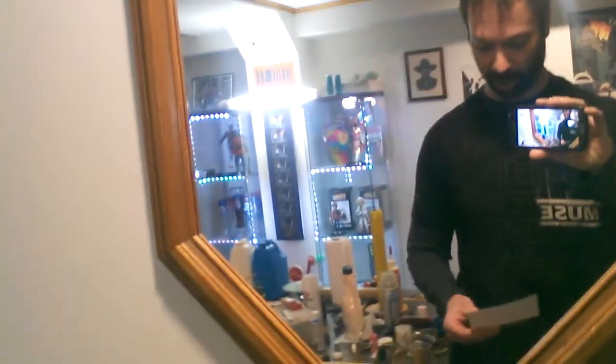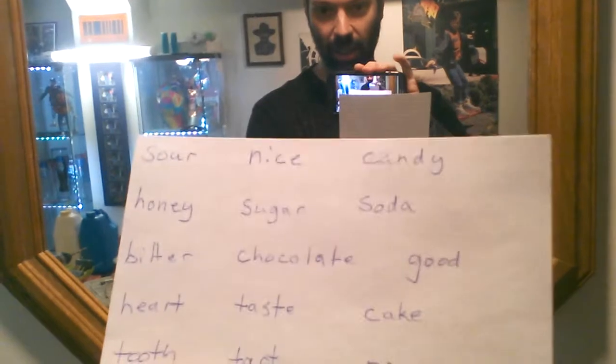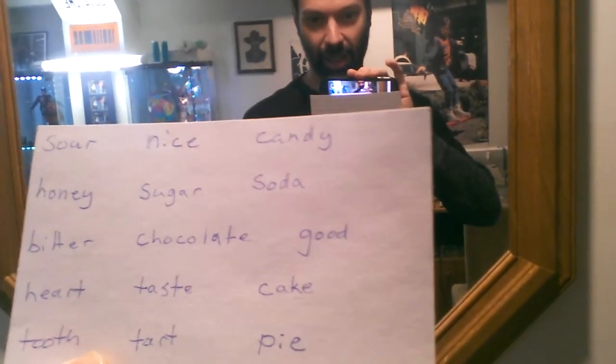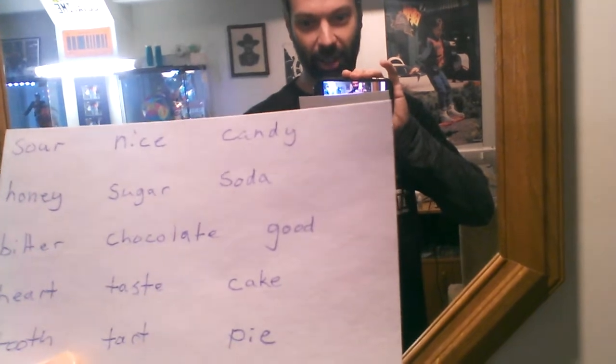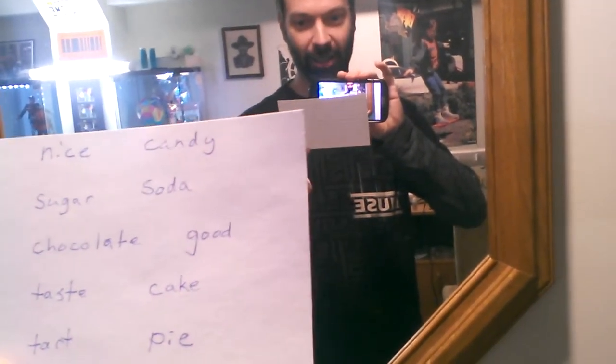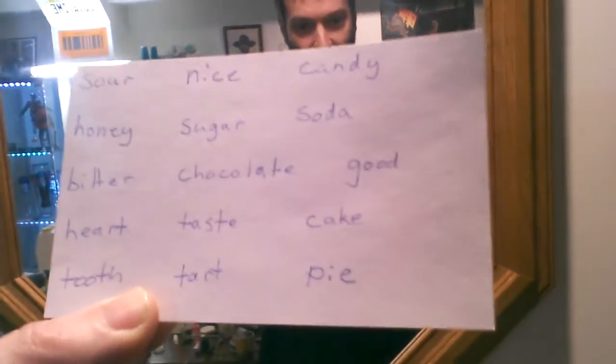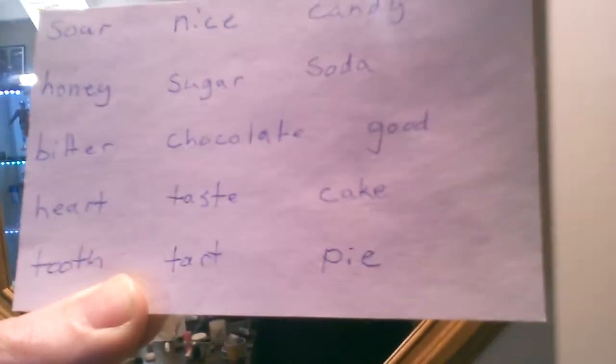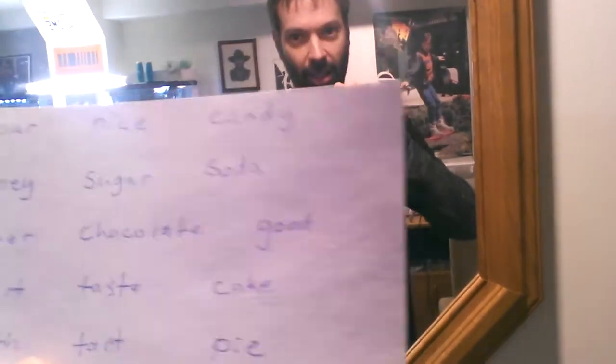I have a list of words here. I'm going to stand in front of the mirror so it's easier for me to read. I'm going to show you the list of words. I'm not going to cover anything with my thumb. And you have 1 minute to memorize all these words, alright? I'm gonna read them off and show them to you. Alright, so sour, nice, candy, honey, sugar, soda, bitter, chocolate, good, heart, taste, cake, tooth, tart, and pie.